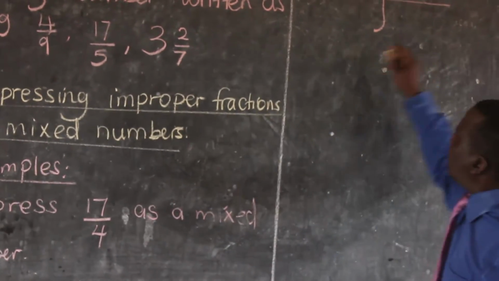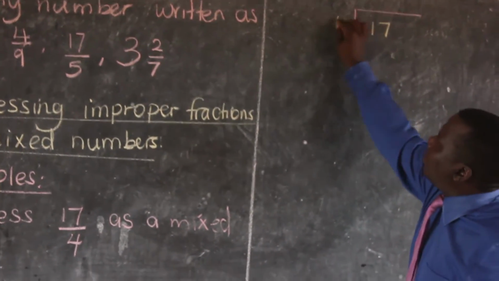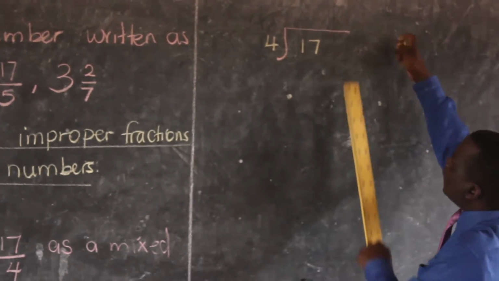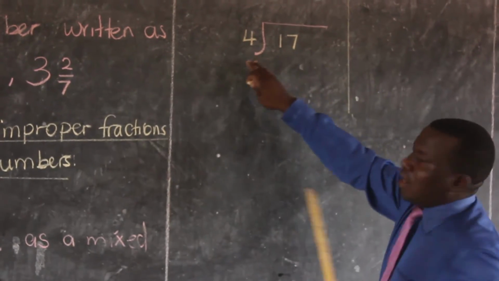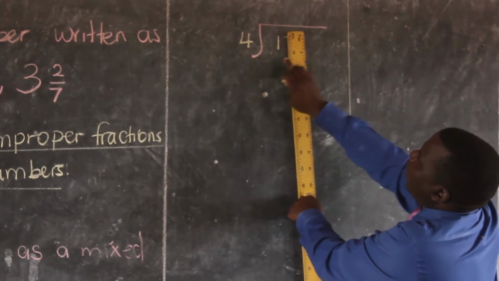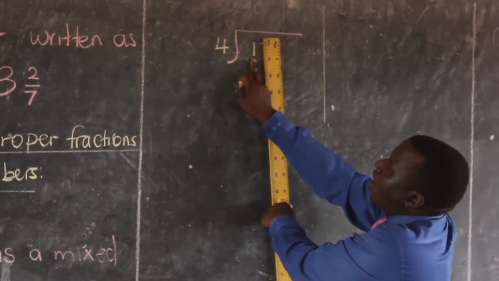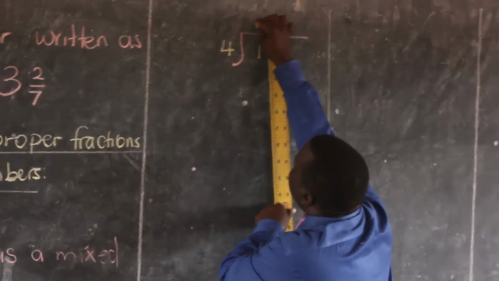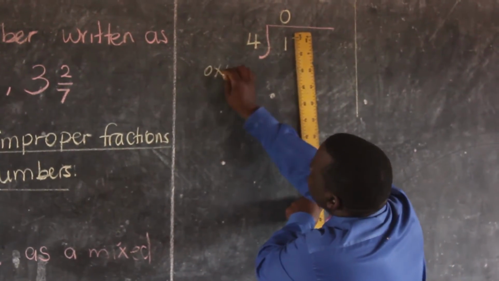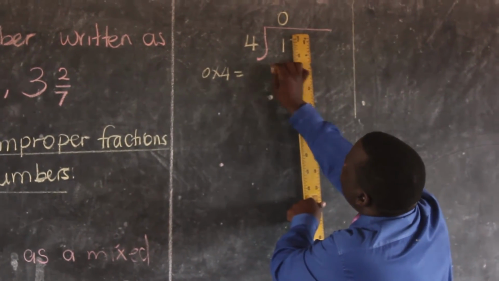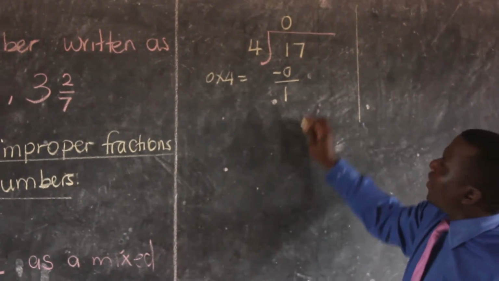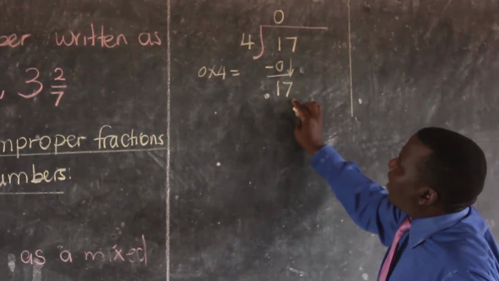So the numerator, we shall put it inside. The denominator, we shall put it outside. So it is 17 divided by 4. As usual, you follow the order of long division first. When you look at this 1, begin with 1. 1 divided by 4 is impossible. Put there as 0. Now multiply this 0 times 4. 0 times 4, you get 0. When you subtract 1 minus 0, you get 1. Pull down now the 7, it becomes 17.